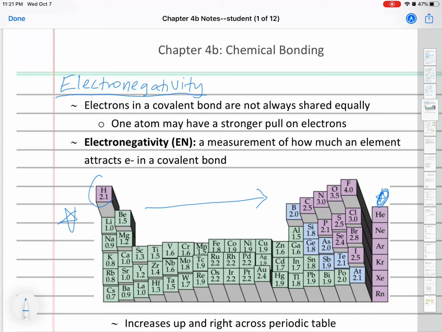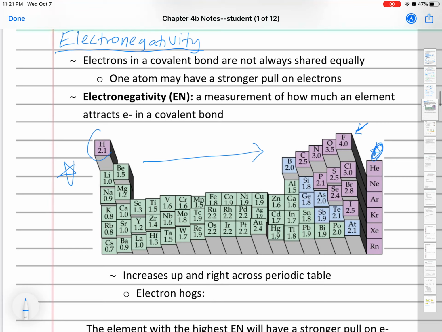They don't react with anything, so they don't have any pull on electrons in a bond because they don't ever bond. So the electronegativity sort of maxes out right here. And the biggest electron hogs on the periodic table are fluorine, oxygen, nitrogen, and chlorine here. I call them the electron hogs, and my mnemonic to remember them is phone call. F-O-N-C-L, phone call. Maybe some kind of mnemonic about making a phone call to the electron hogs. Water break.